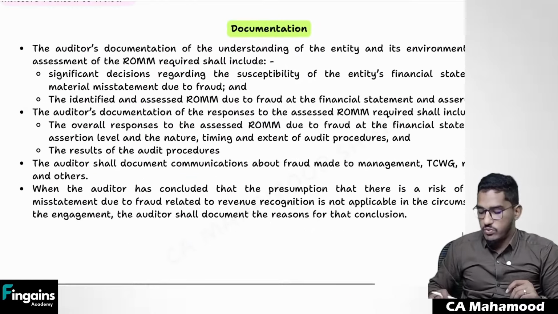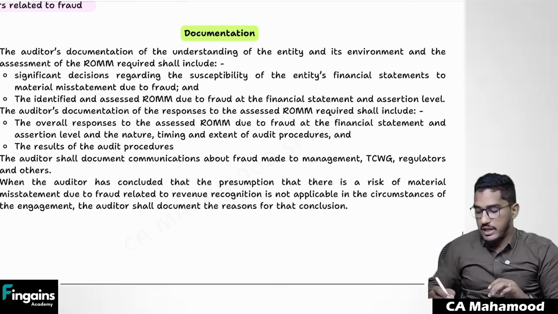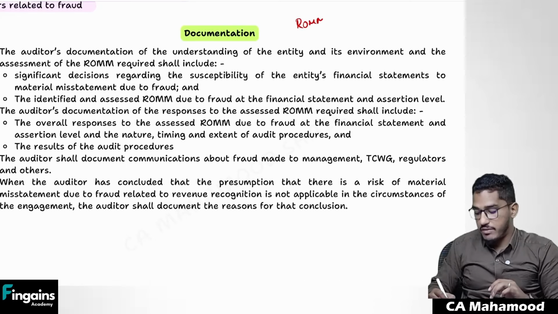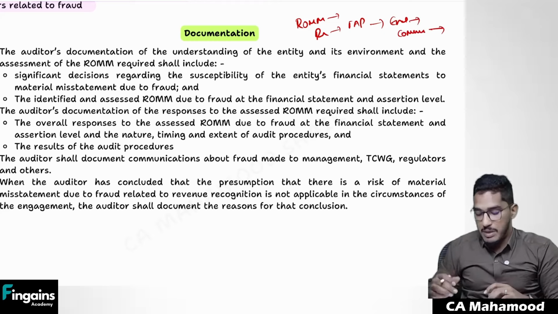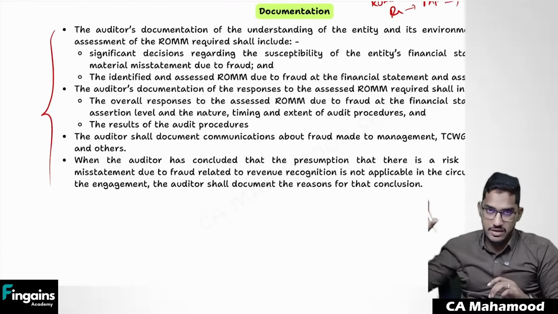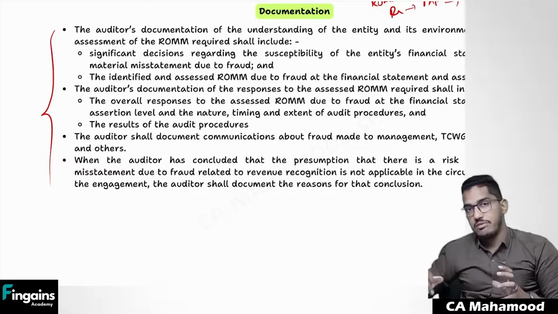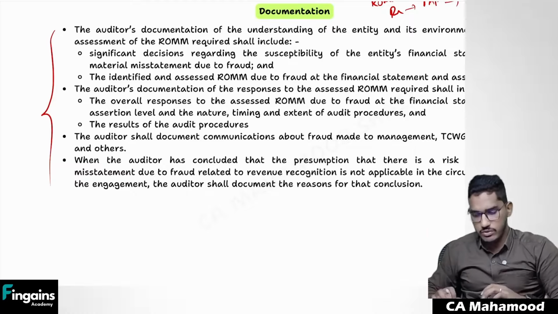And finally, whatever you have done regarding the fraud, you have to document it: what risk of material misstatement you have identified, how you have responded, what further audit procedures you have performed, how you have evaluated audit evidence, what communications you have done, to whom you have communicated. Nothing but whatever we have seen above in the standard, all those things you have to include in your documentation as well, that you can go through.